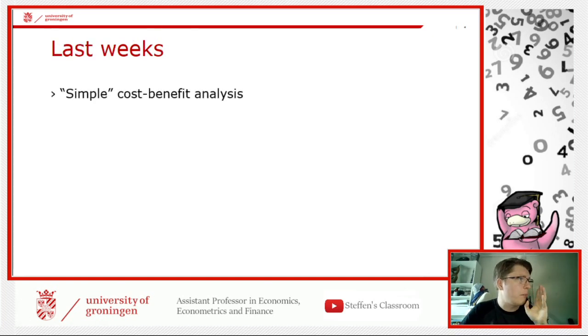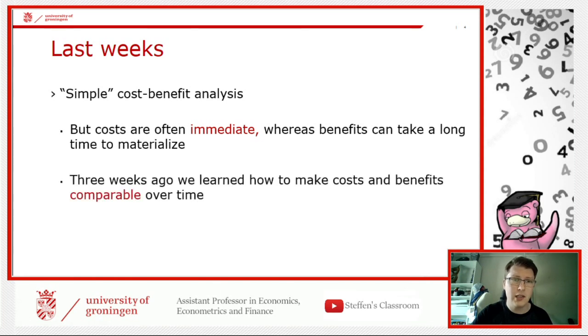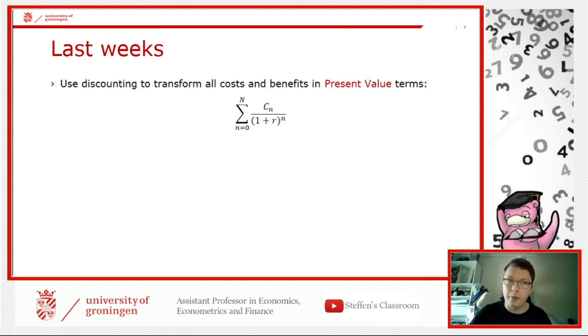But what have we been doing in the past weeks? We started off, besides the introduction, with simple cost-benefit analysis. Not too bad. Realizing that costs are typically immediate most of the time, but benefits can take very long to materialize. We learned, is it 3 weeks ago? I hope the 3 weeks is correct, but we learned that they're not comparable. We had to transform to one point in time in order to evaluate them. That was where we learned about annuities, perpetuities, and moving money back and forth. That was the most important thing we learned back then.